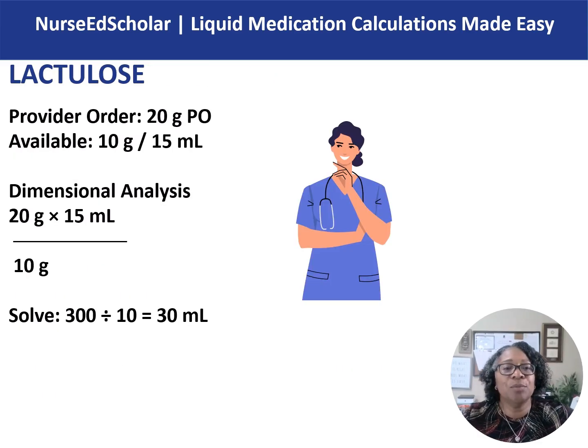All right. Let's move on. Lactulose. Your provider ordered 20 grams PO, and what's available in your hospital is 10 grams per 15 milliliters. You set it up the same way. What's ordered at the top, 20 grams. What is available is 10 grams. The grams cancel each other out. It's two, and then the milliliters of that concentration that's available in the hospital is 15. And so the answer is 30 milliliters.